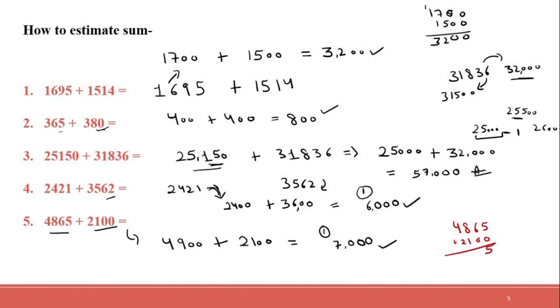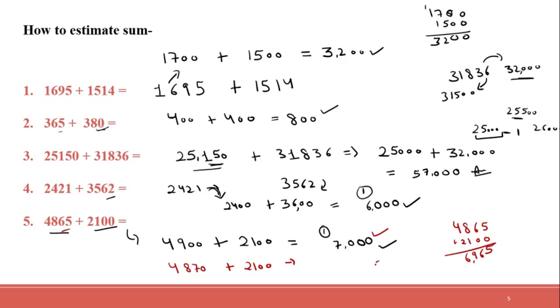If we add this number precisely, then we will get 6965. But this is a rough estimate. Although we can do a rough estimate more precisely. How? We can just round it off to the nearest tens only. Okay, so here we will get 4870, and here we will get 2100 only.